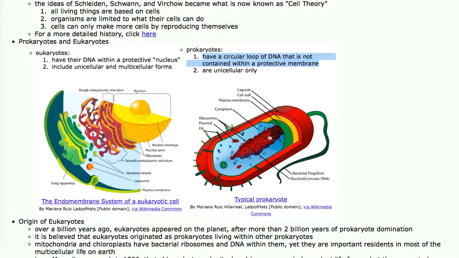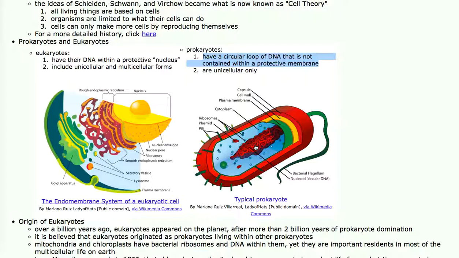This is the hula hoop of DNA that's sort of all wadded up, and there are no complex organelles floating around in the cytoplasm. There's no membrane-bound organelles in the cytoplasm around the DNA. This group contains unicellular forms only. So while the eukaryotes include unicellular and multicellular forms, the prokaryotes include only unicellular forms.